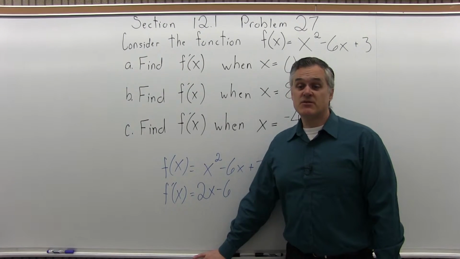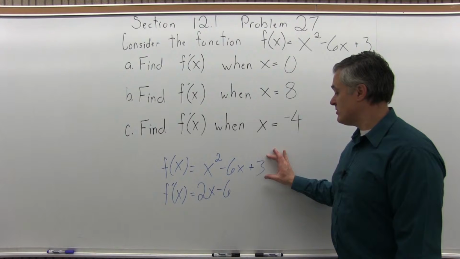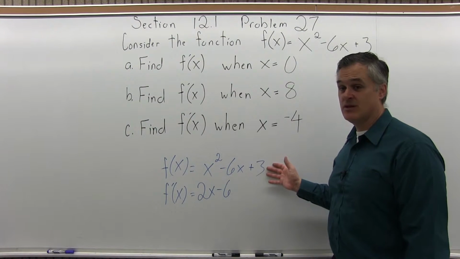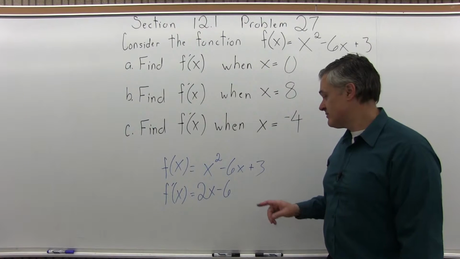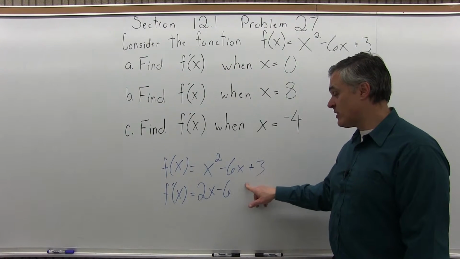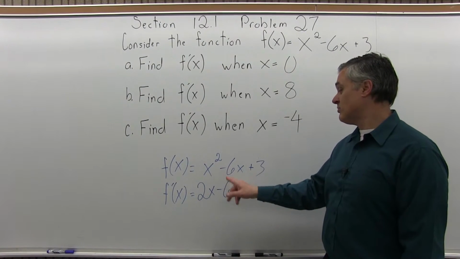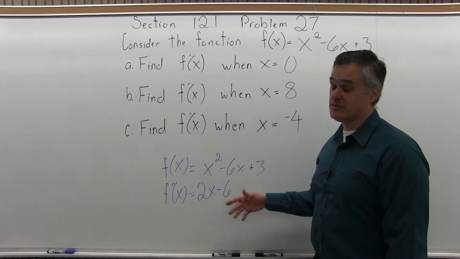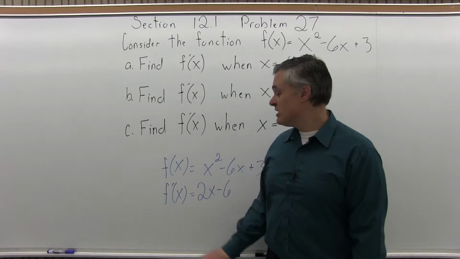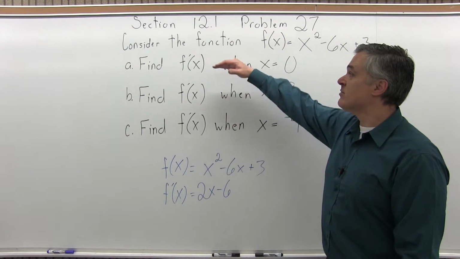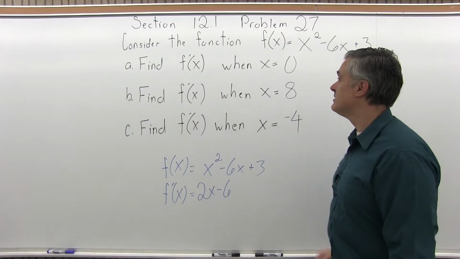The derivative is 0. And this has come up a few times. When you do the derivative of something that has no variable, like just 3, the derivative is 0. And we don't have to write plus 0. F prime of x equals 2x minus 6 plus 0. It's really just still 2x minus 6. So now I have the f prime of x, the derivative. Now I can go and do part A, part B, part C.